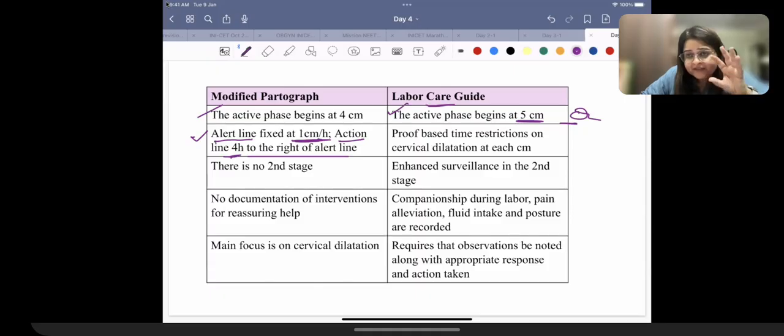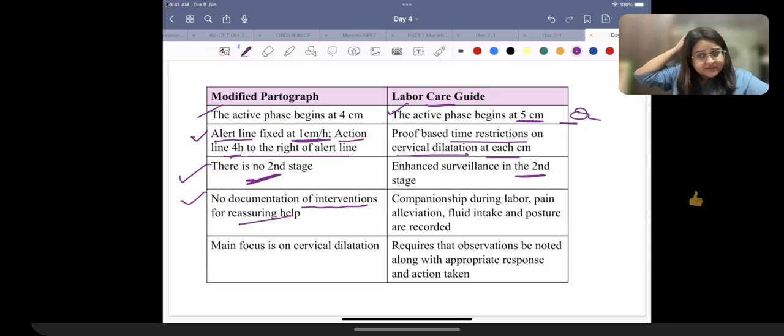In the LCG, what is there? There are evidence-based time restrictions on cervical dilatation at each centimeter. At 5 centimeter, it is 6 hours. At 6 centimeters, it is 5 hours. At 7 centimeters, it is 3 hours. At 8 centimeter, it is 2.5 hours. And at 9 centimeter, it is 2 hours. If you can remember that much, just remember that much. There is no second stage here. Here there is a second stage. There was no documentation of interventions for reassuring help.